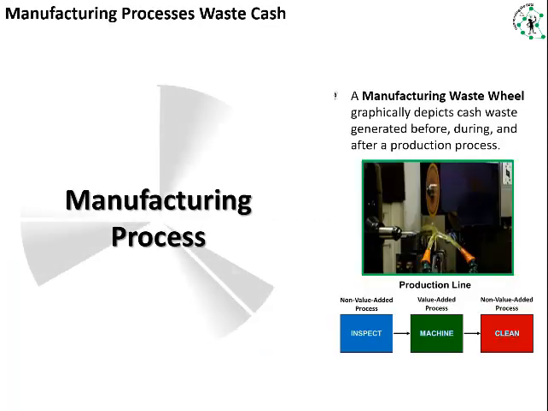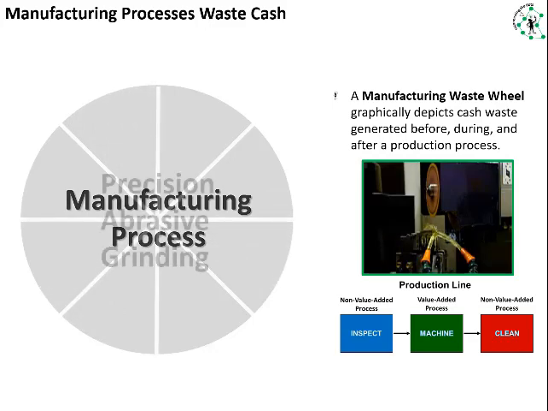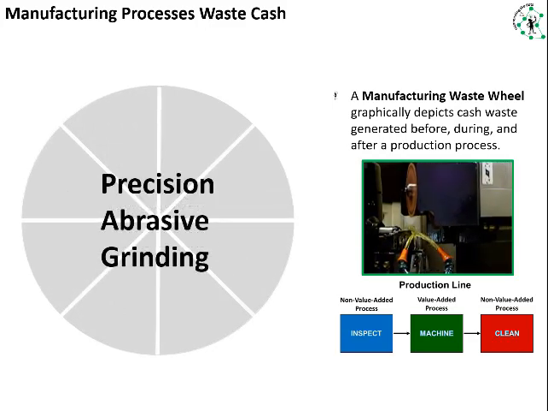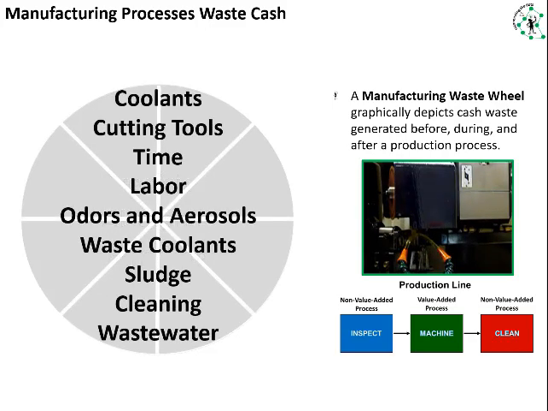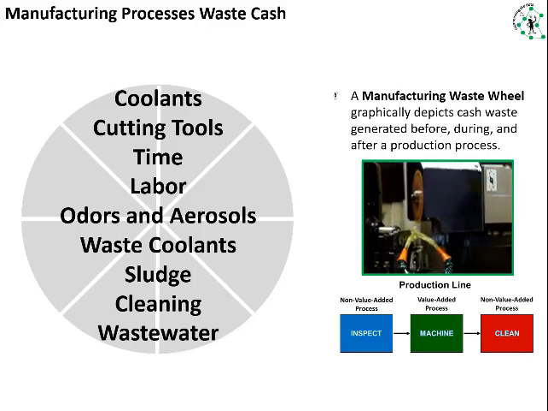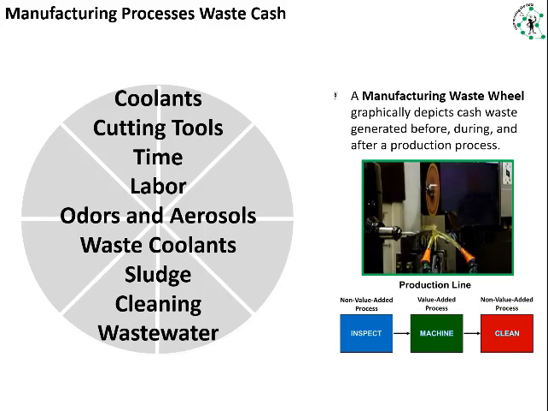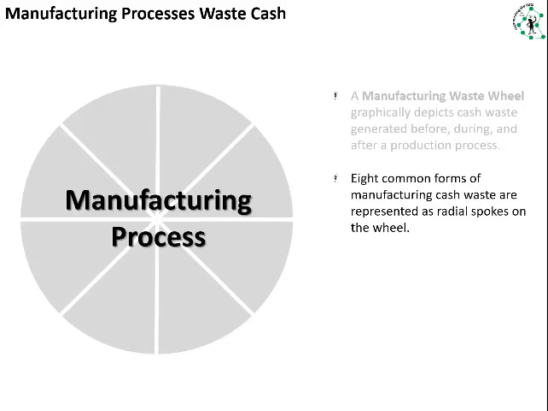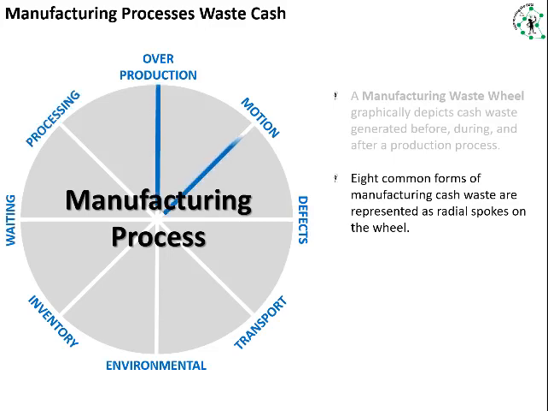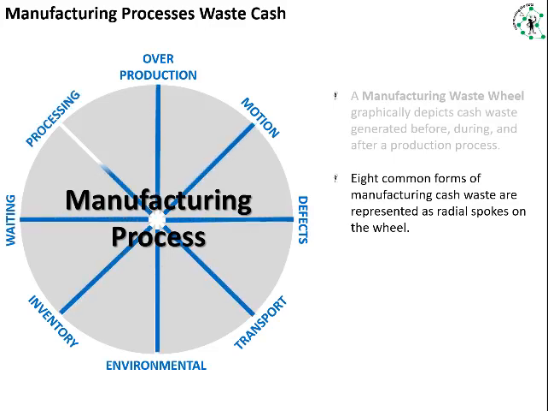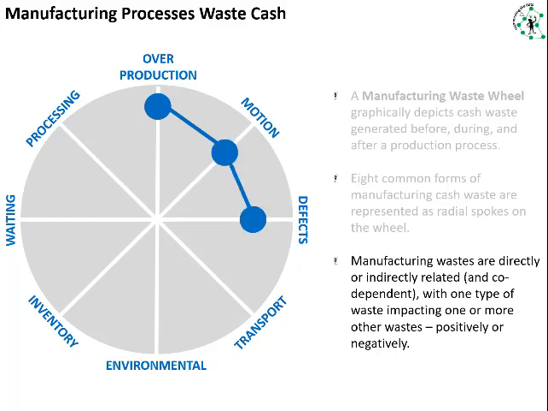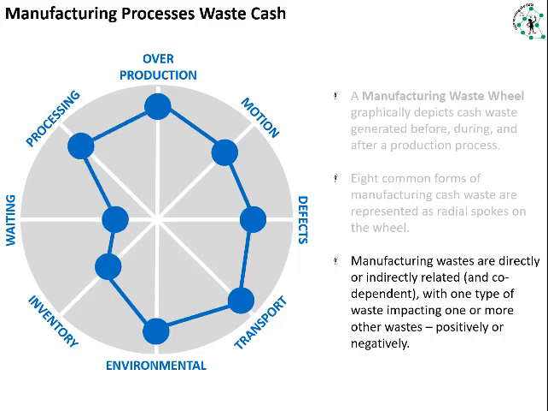A manufacturing waste wheel graphically depicts cash waste generated before, during, and after a production process. For example, during abrasive grinding, coolants, cutting tools, time, labor, odors, and aerosols, waste coolants, sludge, cleaning, and wastewater are all forms of input and output wastes. Eight common forms of waste are represented as radial spokes on the wheel. Manufacturing wastes are directly or indirectly related and codependent, with one type of waste impacting one or more other wastes, positively or negatively.